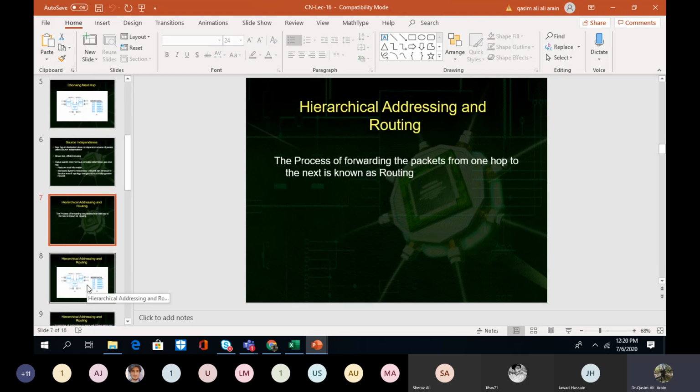So now we have to look for hierarchical addressing and routing. The procedure of forwarding the packets from one hop to the next is known as routing. ये चीज़, ये डेफिनेशन आप अपने जहन में बिठा लें. It's a very generalized definition of routing. I mean, the procedure of forwarding a packet from one hop to the next hop is known as routing.